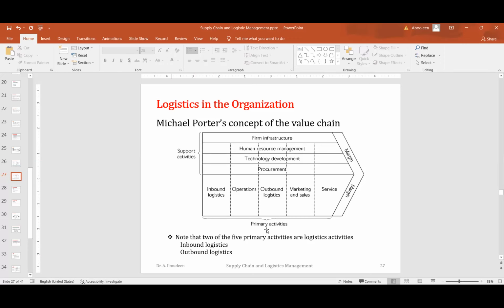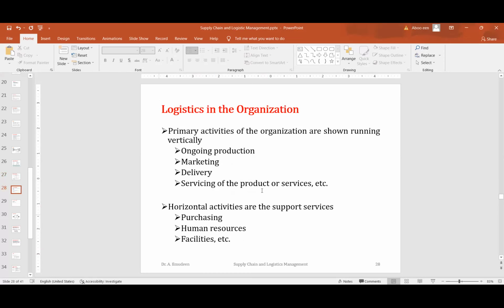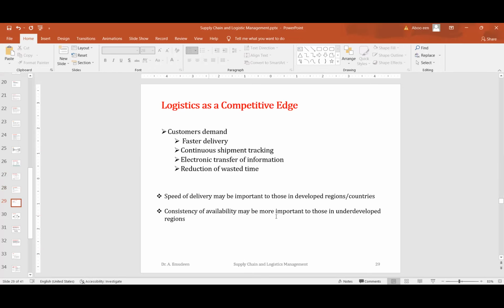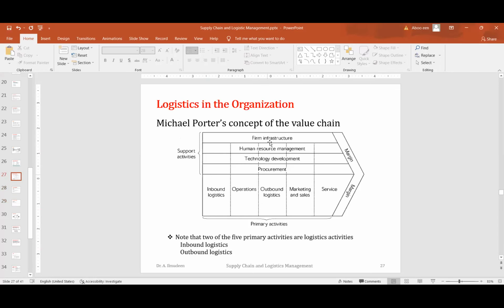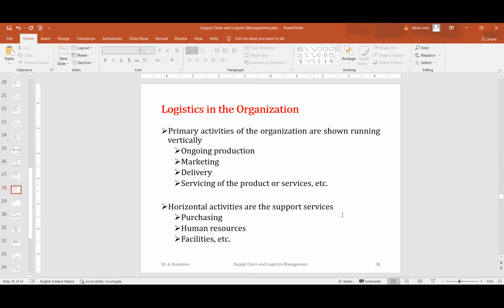You know, there are supportive activities and primary activities. In the primary activities themselves, there are two logistics management activities: inbound logistics and outbound logistics. Note that two of the primary activities are logistics activities, inbound logistics and outbound logistics. The primary activities of the organization are shown vertically, and the horizontals are the supportive activities.